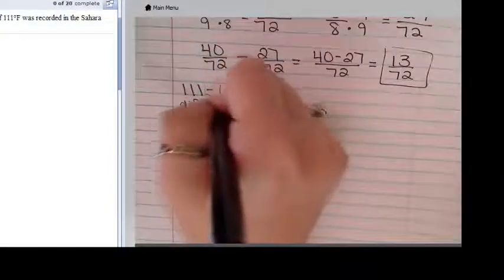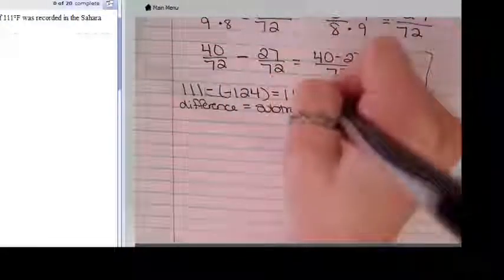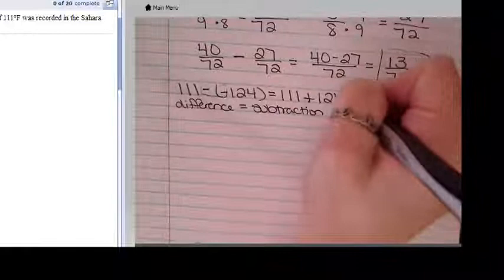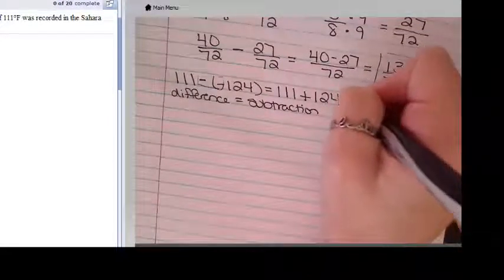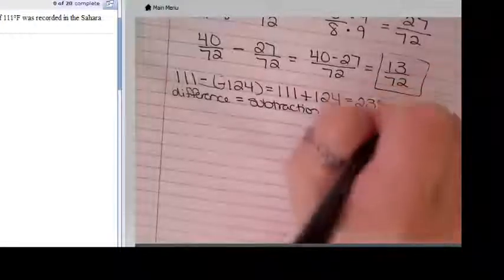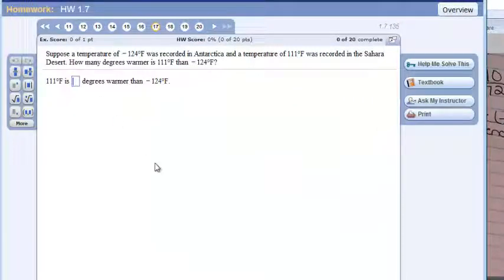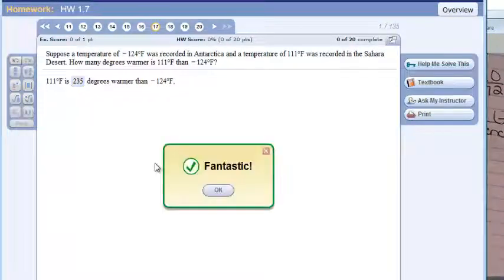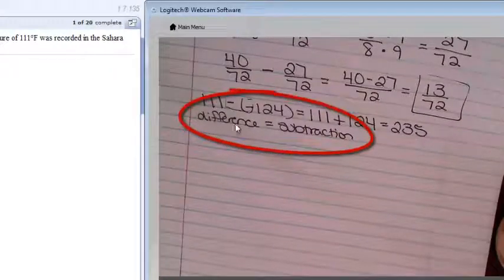So we have negative and negative. That's going to be a positive. So we have 111 plus 124, which is going to give us how much? 235. So there should be a 235 degree difference. Let's put that over here in our homework. Let's do 235. Oops, hit enter, and we did it right. So, the thing to learn from that problem is difference equals subtraction. Let me click that. Difference equals subtraction.